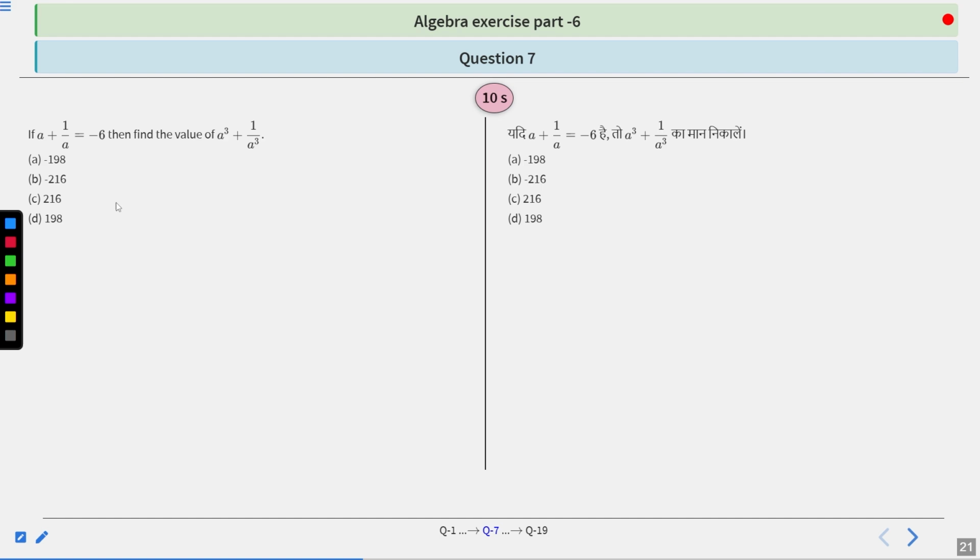Next, if a plus 1 upon a is equal to minus 6, then find the value of a cube plus 1 upon a cube. And the options are option A minus 198, option B minus 216, option C 216, and option D 198. These are the options. I'm giving you 10 seconds to find which one of them is correct. After that, I will do the solution for you.